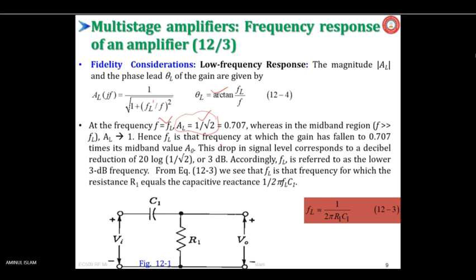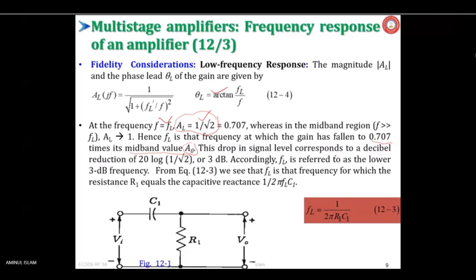Hence, FL is that frequency at which the gain has fallen to 0.707. At midband, it would be 1. But when frequency is less, you see that gain is falling to 0.707 of the midband value. This is sometimes called the 3 dB frequency, minus 3 dB frequency. The midband gain is denoted by A0, which has been assumed as 1. It is a normalized value.